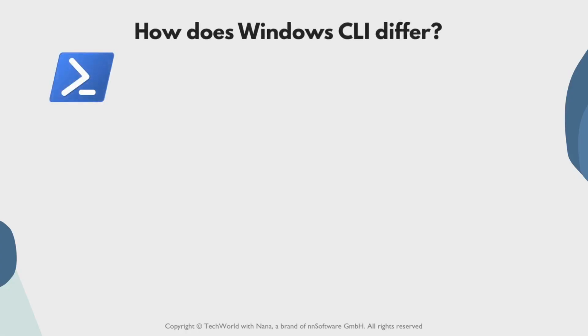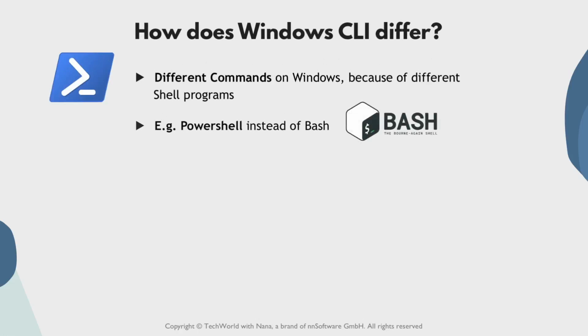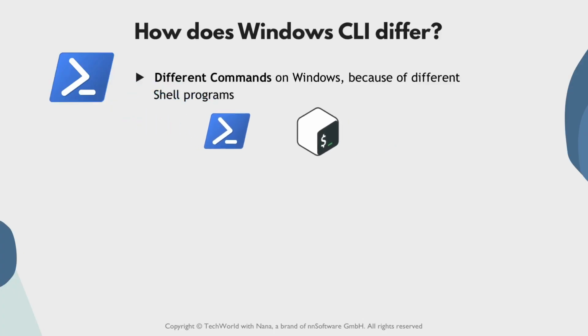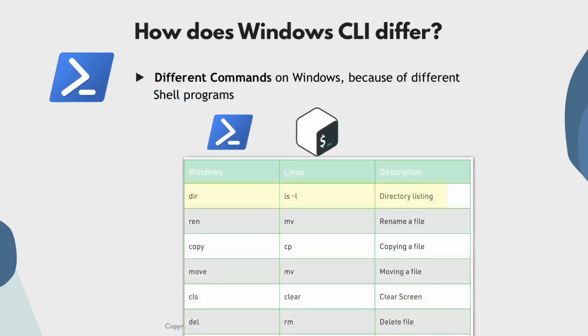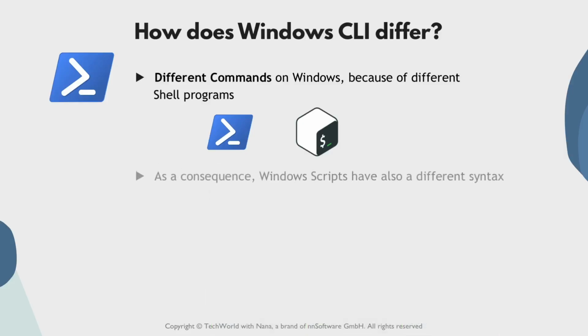As for the command line, we have mostly different commands on Windows because Windows uses different shell programs. For example, dir command is used for displaying directory contents. And even though cd command is the same here as well, almost all other Linux commands are not available in Windows. So on Windows, you have to learn completely new commands for doing the same stuff. And as a result, Windows scripts also have a different syntax, obviously.